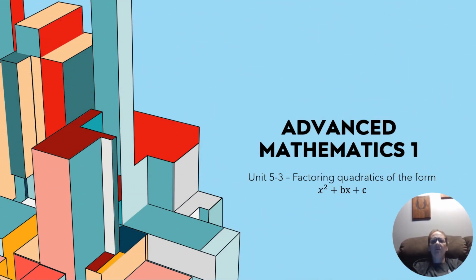Hello, and welcome to Advanced Mathematics 1, Unit 5, Part 3, Factoring Quadratics of the form x squared plus bx plus c. In other words, quadratics that have a first term of 1 as its coefficient. These are the easiest ones to factor.